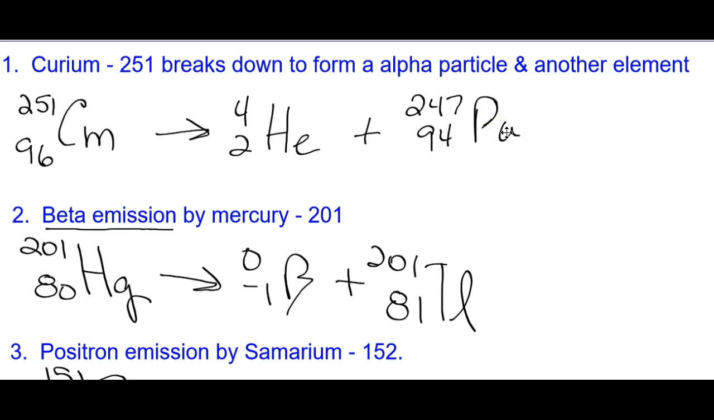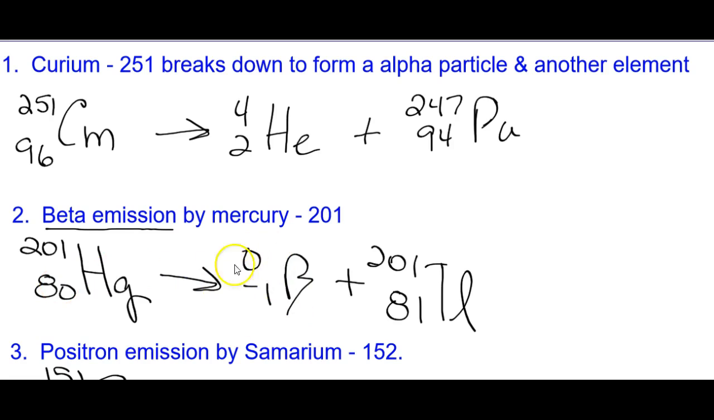There are some other examples here for you to look at. Let's look at beta emission. Remember, if we see the term beta emission by mercury-201, that means mercury-201 emits a beta. Here's mercury-201, 201 mass number, Hg is the symbol. I look up 80. Once I know Hg is the symbol, I can tell its atomic number is 80.